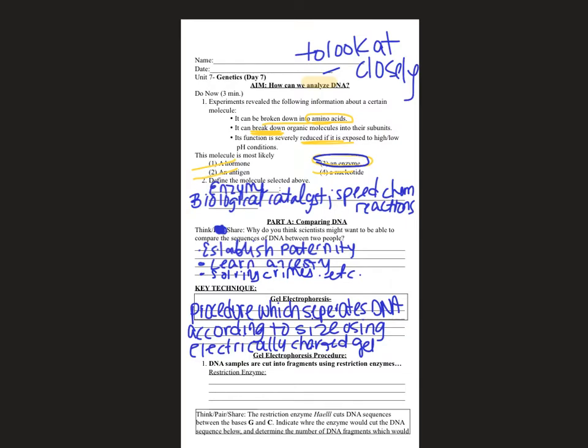Now we're going to talk about the gel electrophoresis procedure. Step 1. DNA samples are cut into fragments using restriction enzymes. A restriction enzyme is an enzyme which recognizes and cuts specific sequences in DNA.